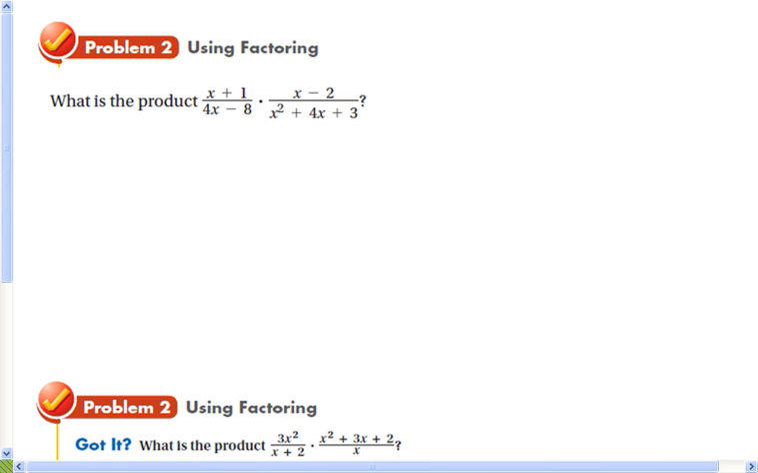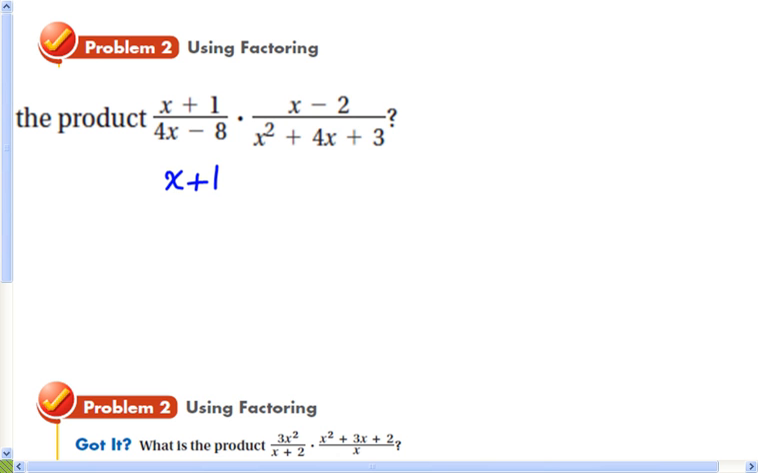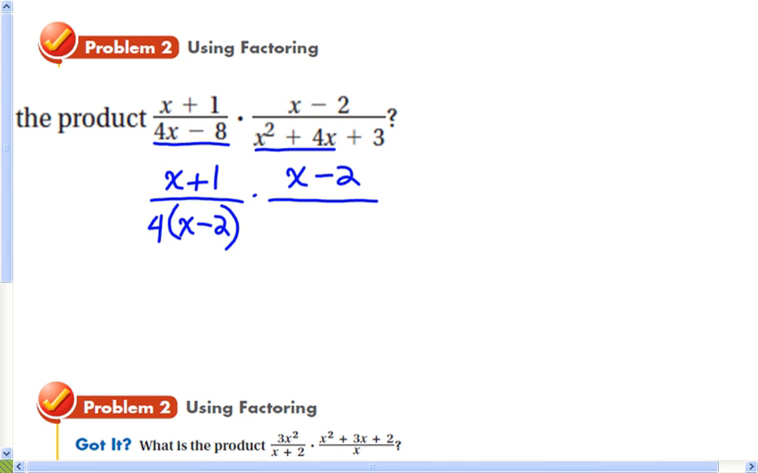Okay, sometimes there's going to be a common factor that we can cancel out, and this problem will demonstrate that. So let me make it a little bit bigger here so I can work with that. First thing we want to do when I rewrite this is factor it. So 4x minus 8 has a common factor of 4. So I'm going to write that as 4 times the quantity x minus 2. X minus 2 can't be factored, but this trinomial can be factored. We need two numbers that have a product of 3 and a sum of 4. And that would be 3 and 1. So that would be x plus 3 times the quantity x plus 1.